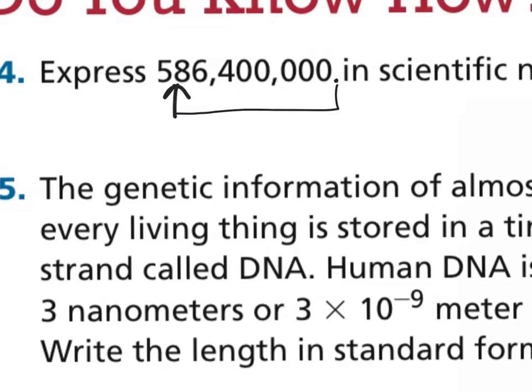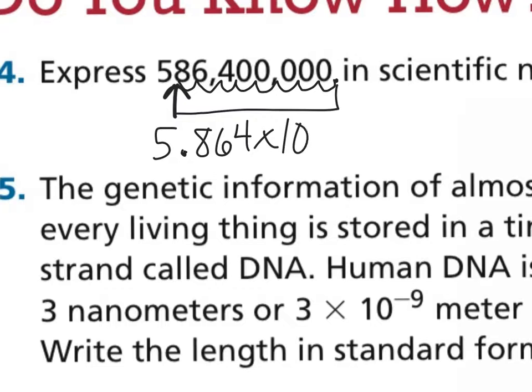We moved it 1, 2, 3, 4, 5, 6, 7 places. Nope, I didn't count right. 1, 2, 3, 4, 5, 6, 7, 8 places. Okay, and then what we do is we write all the numbers that are not zeros. If there's just zeros at the end, we don't need those. 5.864. Remember, just like with decimals, if you add zeros on the end, it doesn't change the decimal. And this would be times 10 to the 8th power.